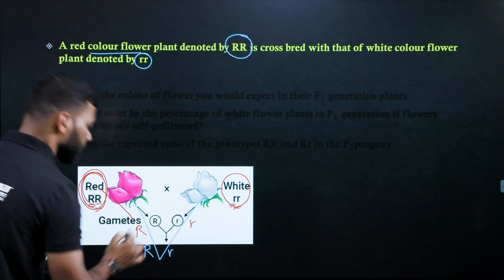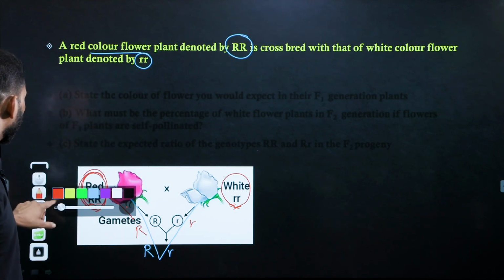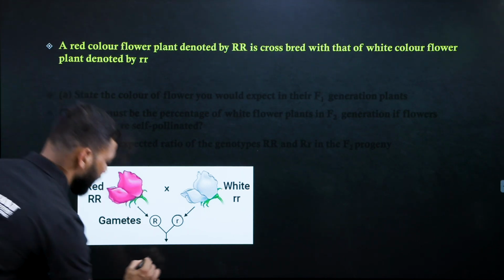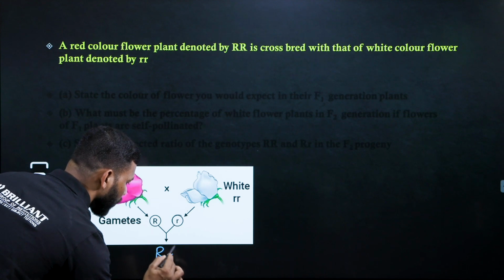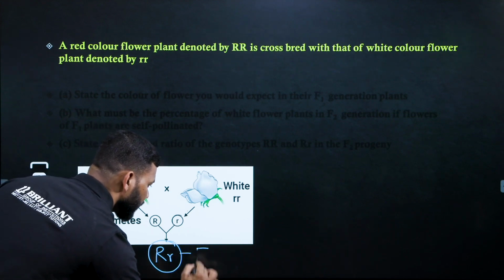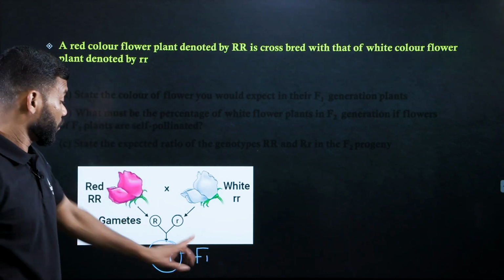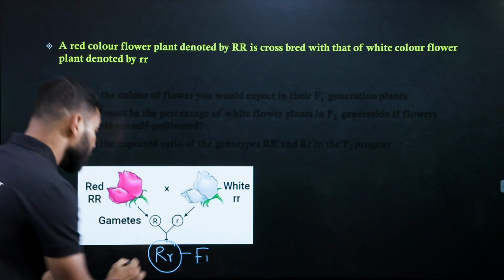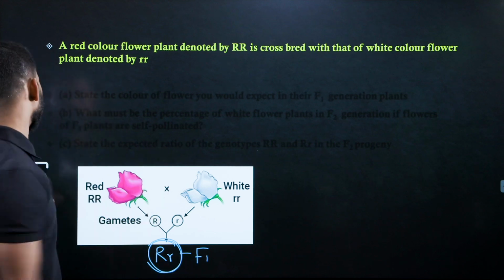Here capital R comes. When they come and fuse, they will form capital R and small r. This is the first filial generation, or we say the F1 generation. Now what will be the color of this? That is what we are going to discuss now.